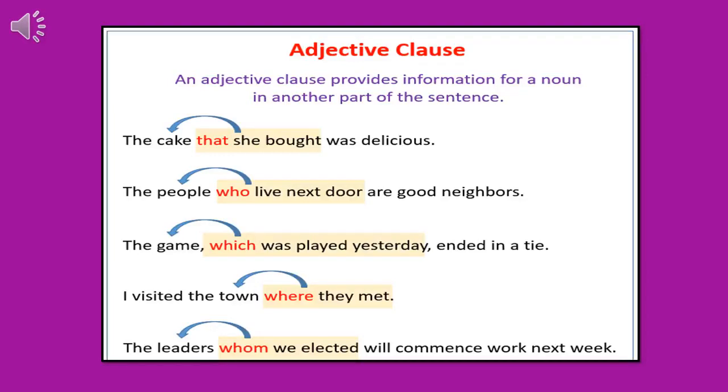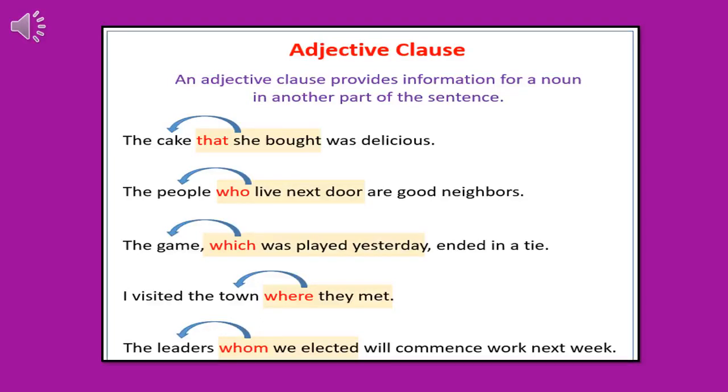Look at the slide where it is written: an adjective clause provides information for a noun in another part of the sentence. So, what an adjective clause does is that it provides some information. It gives us some extra information about the noun. Let us take up an example.